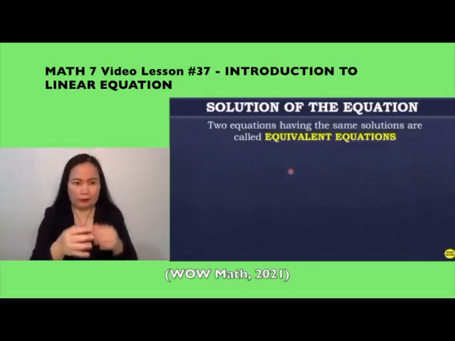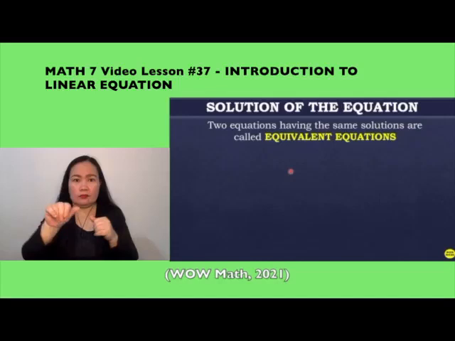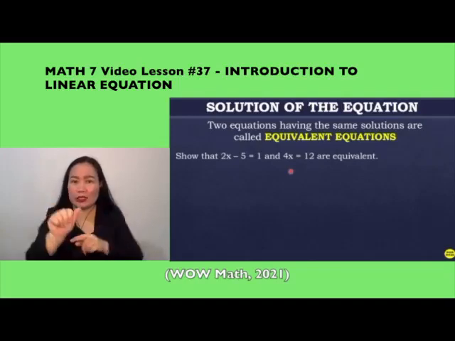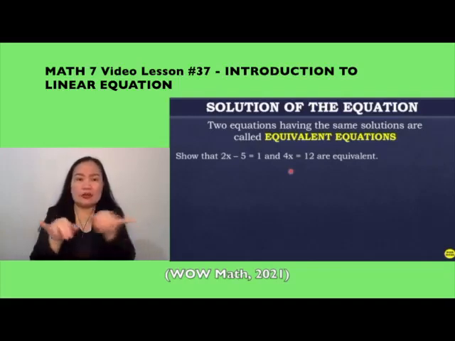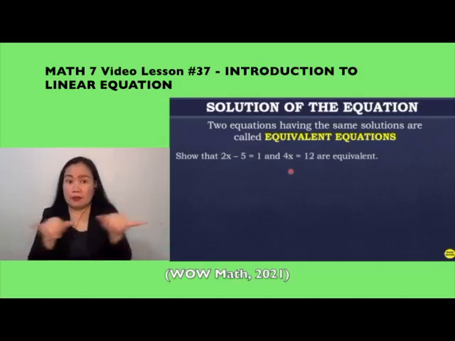Let's have this. Two equations having the same solutions are called equivalent equations. Meron din po tayong tinatawag na equivalent equations. Ano nga ba ito? Ito yung kapag ang solution nila ay pareho. Si 2x minus 5 equals 1 ay kapareho sa solution ni 4x equals 12, then these two are equivalent equations.